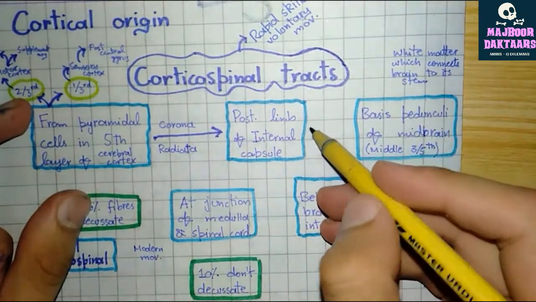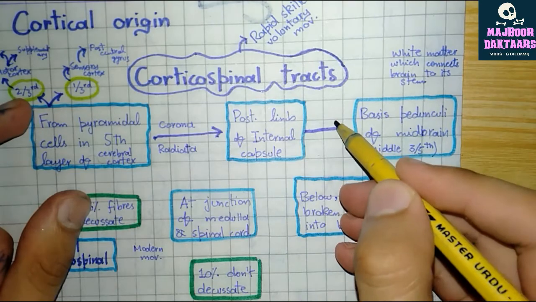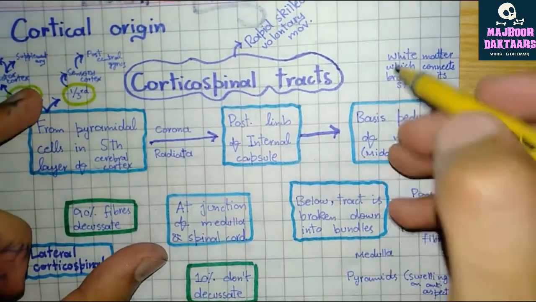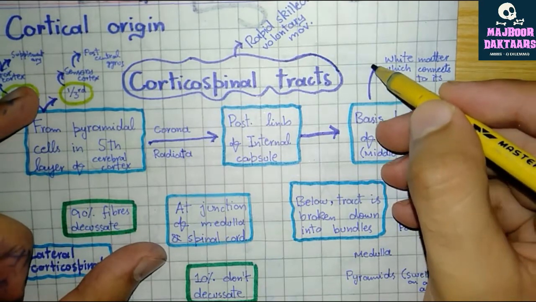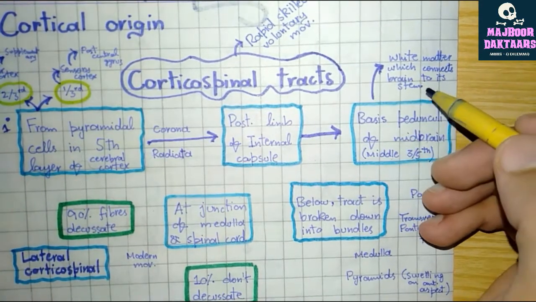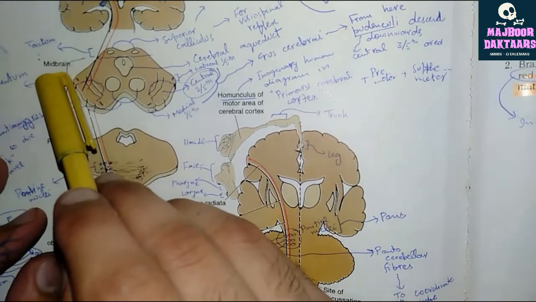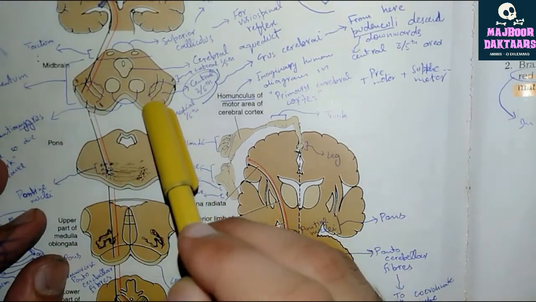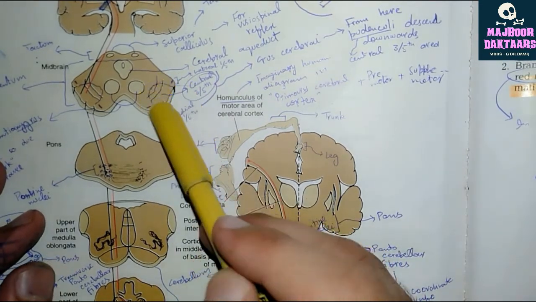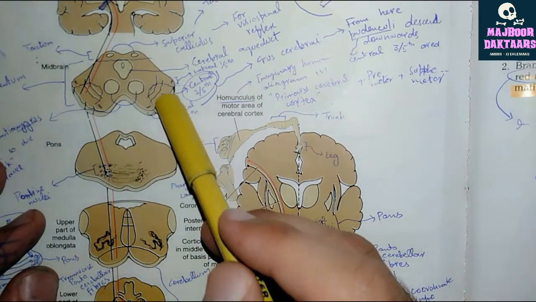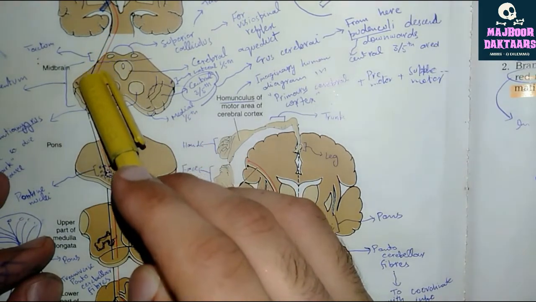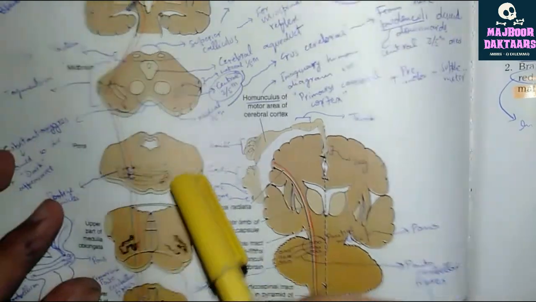Then they pass through the basis pedunculi of the midbrain, that is the middle 3/5. What are the pedunculi? Pedunculi are the white matter which connects the brain to its stem. Now this one is the midbrain, and its central 3/5 area contains the pedunculi, the basis pedunculi. From here, as shown on this side, the fibers of the corticospinal tract pass down to the pons.